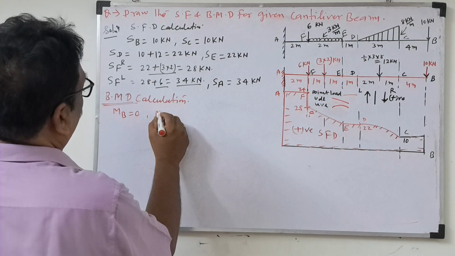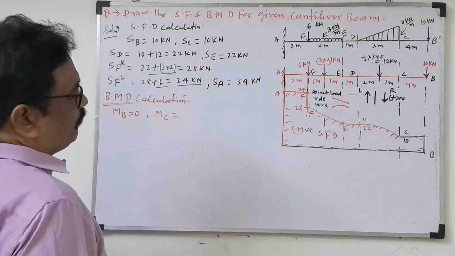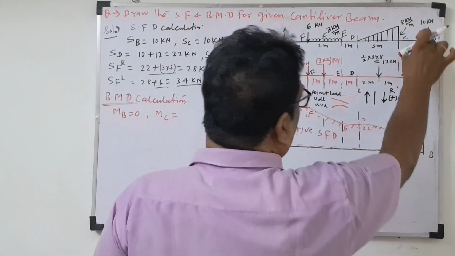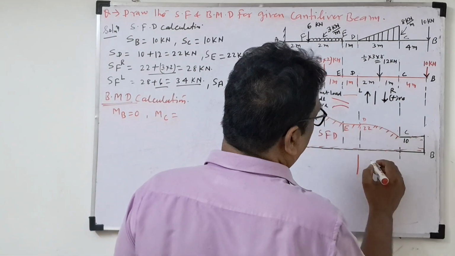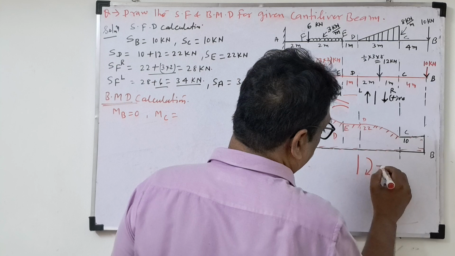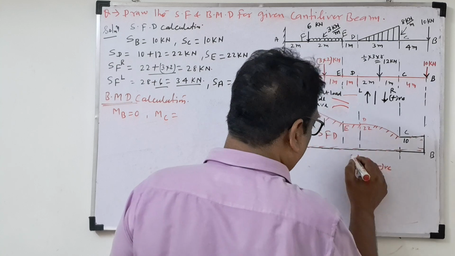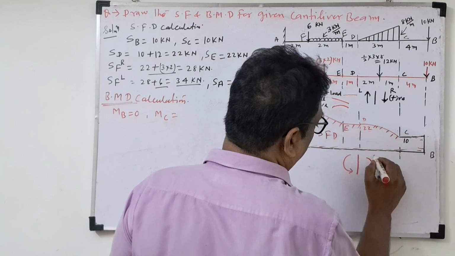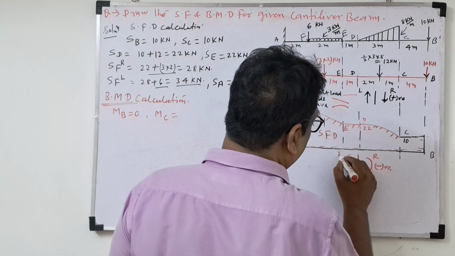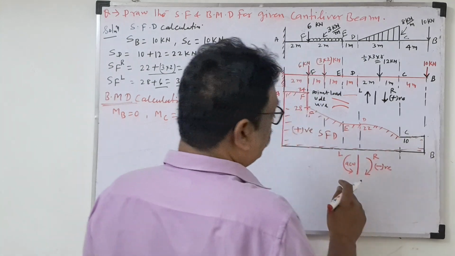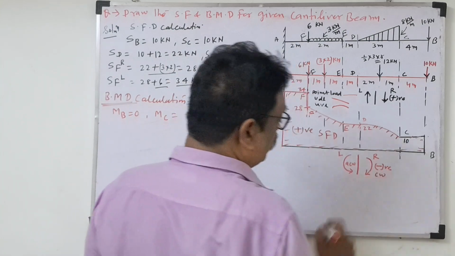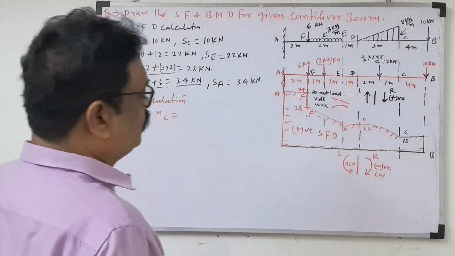Now we'll take MC. It will come clockwise. So here also you have to assume the sign convention. Clockwise negative, anti-clockwise positive. This is called the right side. This is called the left side. This is called anti-clockwise moment. This is called clockwise moment. This is the sign convention we obeyed.